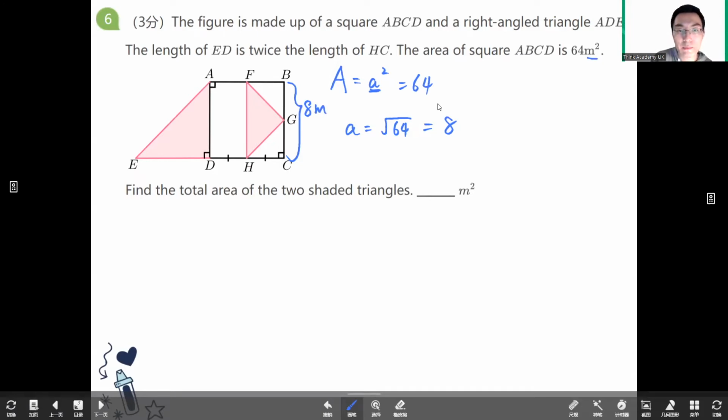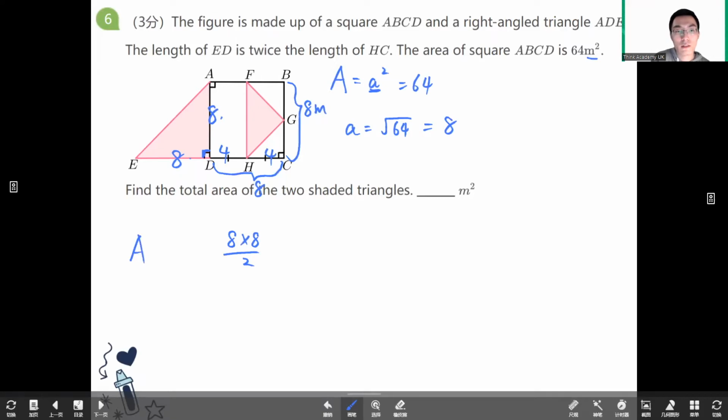So if this is 8 meters, that means CD is 8. And if H is bisecting, that means this is 4 and this is 4. And that means AD is also 8. That gives us ED as well. This is 8. So we can find the larger shaded triangle. Since this is perpendicular, ED will be our base, and AD will be our height. The formula for the area of a triangle is base times height divided by 2. So it is 8 times 8 divided by 2.